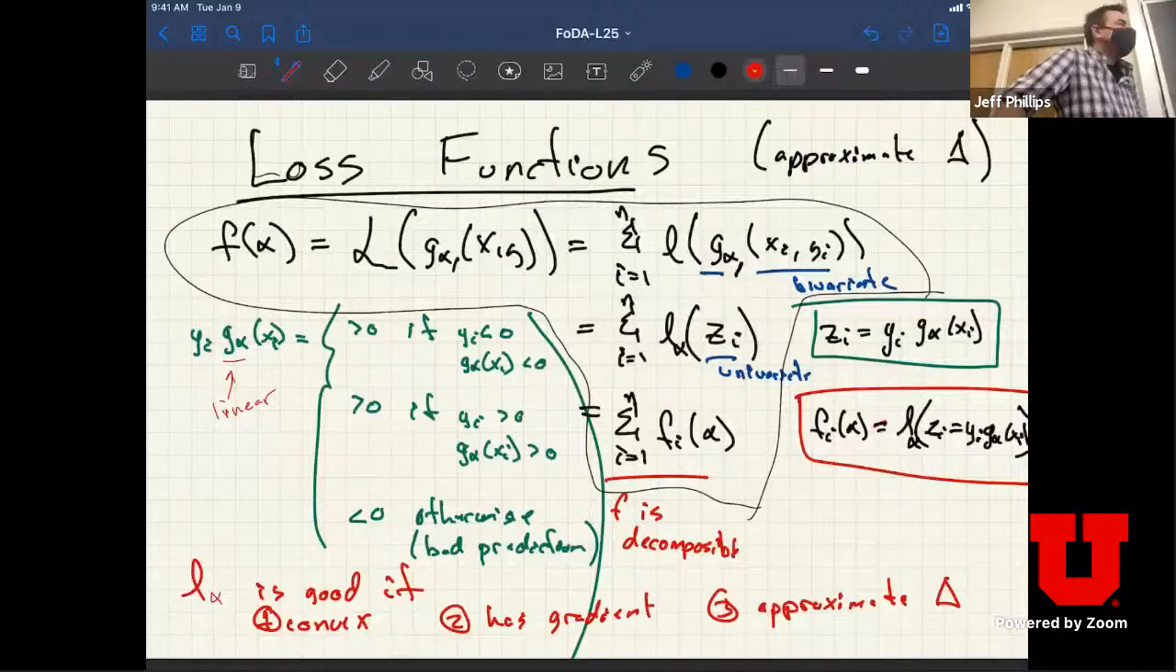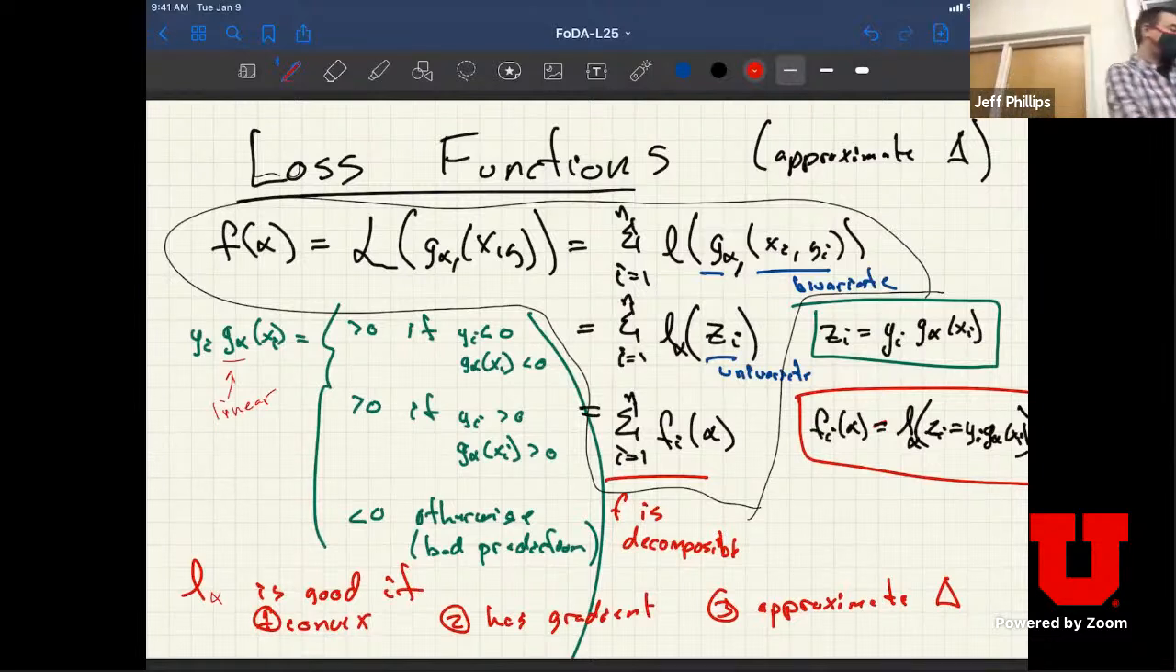And if I add together a bunch of convex things, they're probably going to be strongly convex if I do it correctly. And I want them to somehow approximate delta. Okay, so this is kind of the big picture. If I can do something like this, I can throw it in gradient descent. And this is how most of machine learning works.